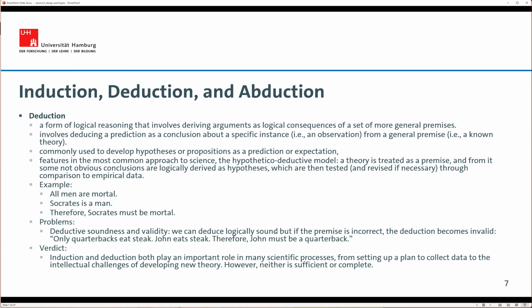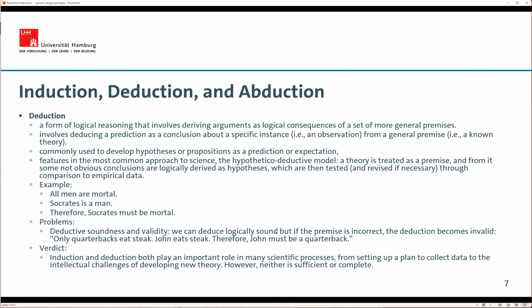And in so doing, this is probably the most common approach to science. It's called the hypothetico-deductive model. The theory is treated as a premise, and we derive some not so obvious conclusions as hypotheses that offer our predictions about what is likely to occur. If this and this is true, then this and this should happen. And these hypotheses are then tested and revised if necessary by comparing them to empirical data in experiments or anywhere else.